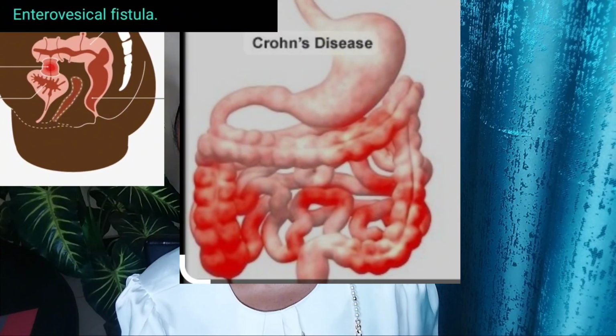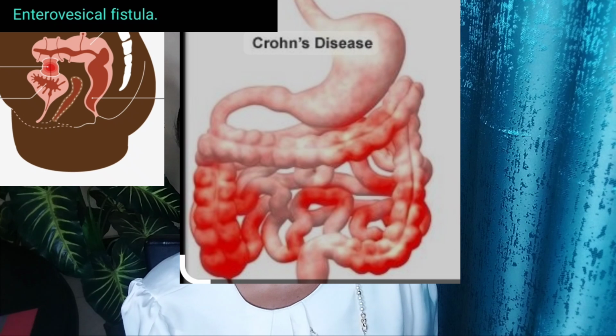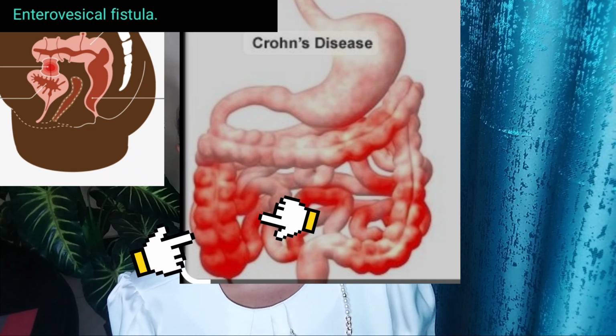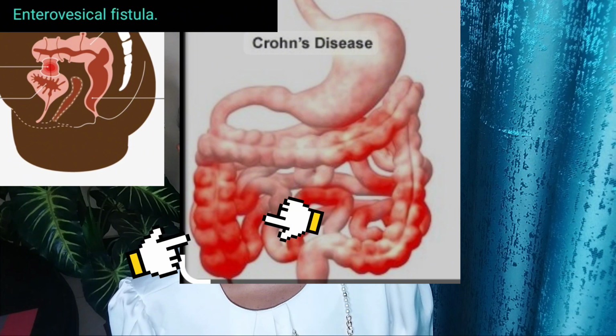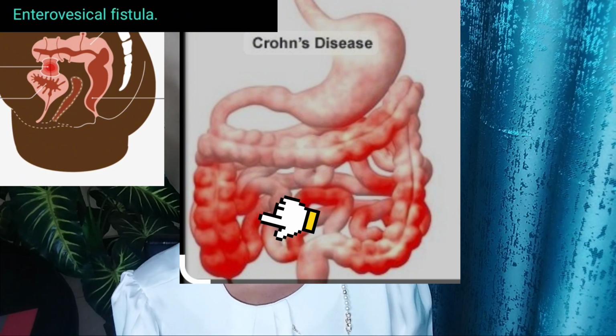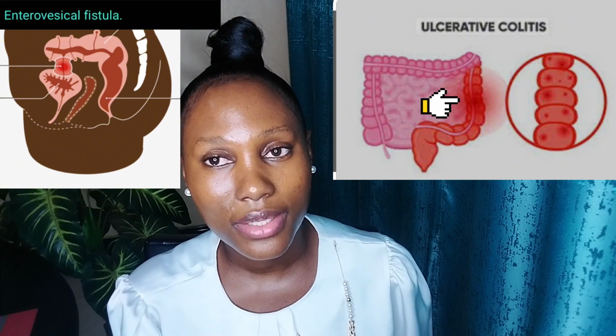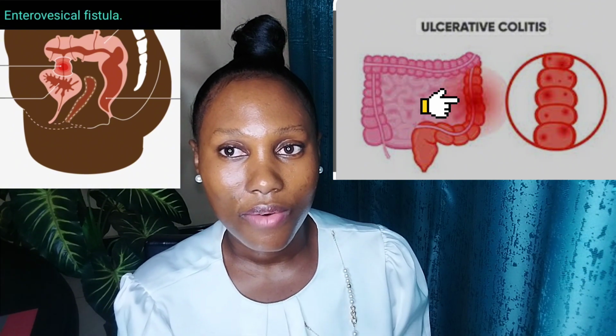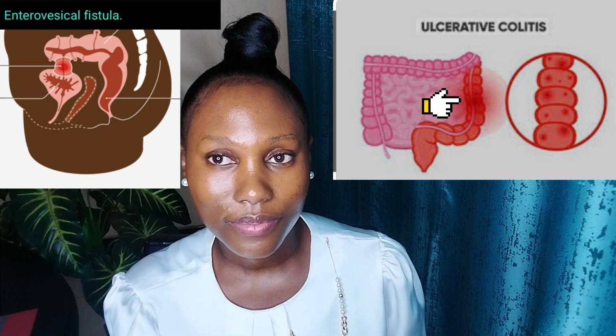Individuals that have Crohn's disease. Crohn's disease is a condition characterized by swelling and irritation of the inner lining of the intestine, specifically the small intestine and the beginning of the large intestine. Also, individuals that have ulcerative colitis. Ulcerative colitis is a condition characterized by swelling and irritation of the large intestine.